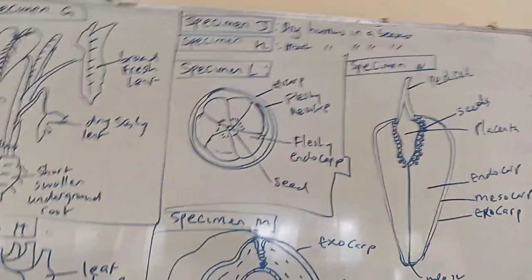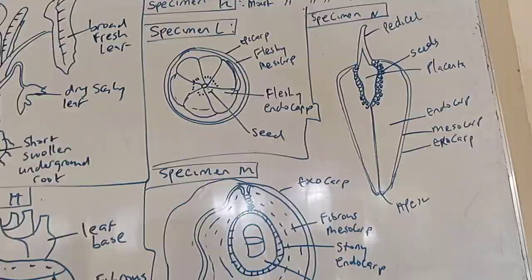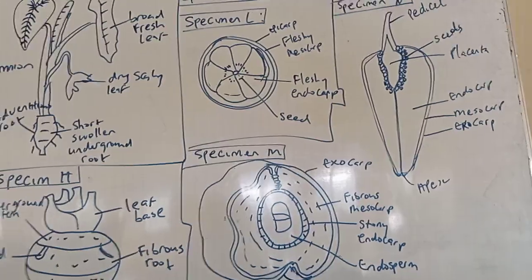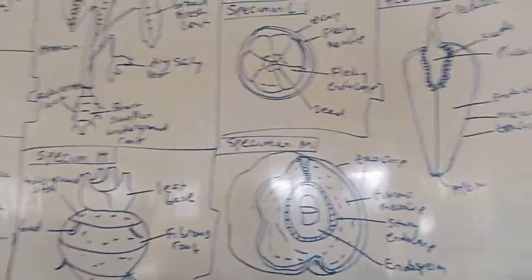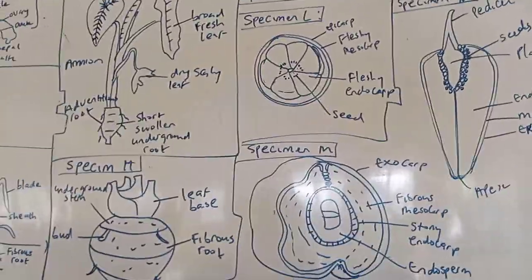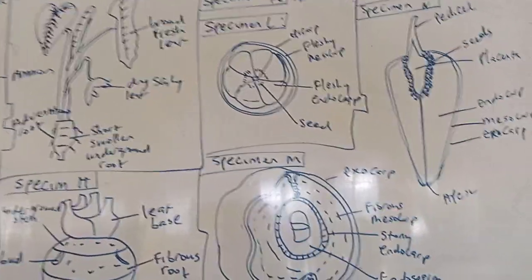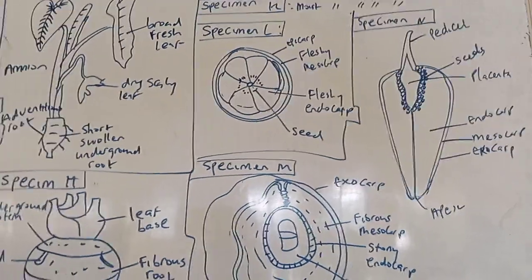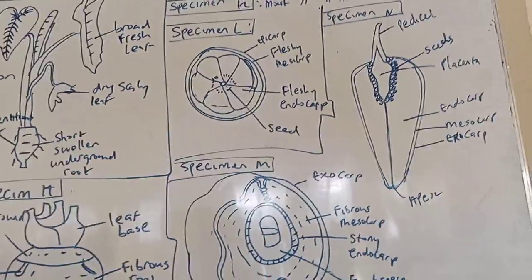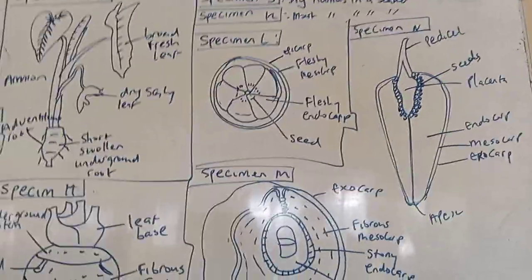So specimen L, we have a matured ripe orange whole. If you remember the materials that were given, you have a razor blade, scalpel, or knife. I'm guessing the knife is designed for cutting the orange in a transect section so you can inspect the internal parts. So what you have in front of you is the transect section of a ripe orange, and you can see the labeling. We have the epicarp, the outer layer, then the fleshy mesocarp, then inside we have the fleshy endocarp, then we have the seed.